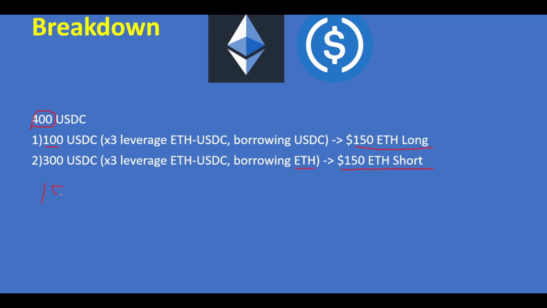So $150 long minus $150 short gives you effectively zero exposure to the price of ETH. Now remember, this is pseudo delta neutral, so whilst on paper it looks like you have zero price exposure, you don't quite have zero price exposure. But let's just say you have zero, but you're also claiming yield from the yield farm. So I'll show you what this looks like on the Francium calculator.